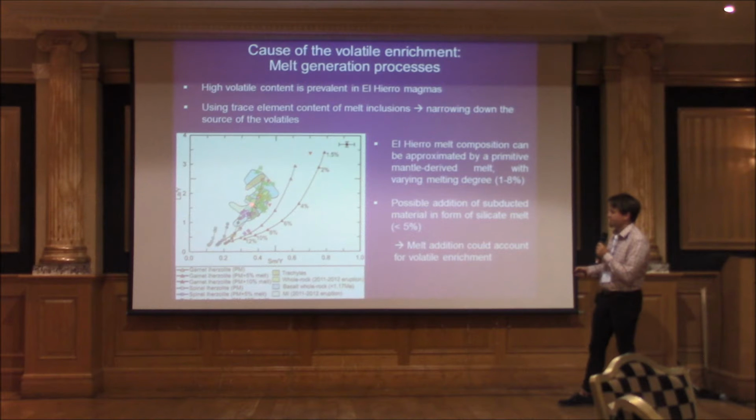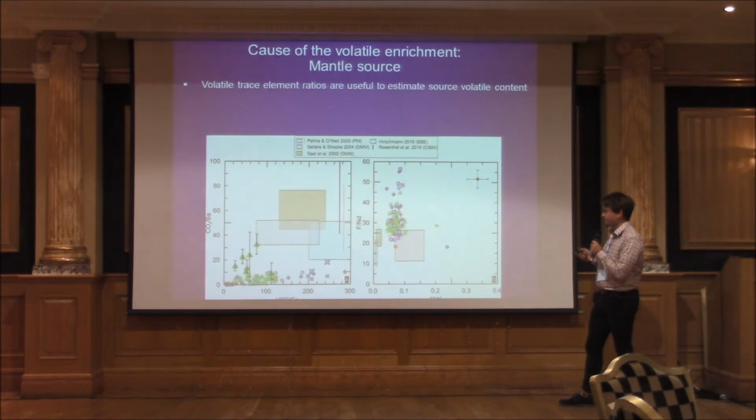So we can see that the composition of the inclusions do pull in this way. However, this is within error, I think, of the modeling. However, this melt addition from a subducted crustal material could account for volatile enrichment and could cause these magmas to be this volatile-rich altogether.